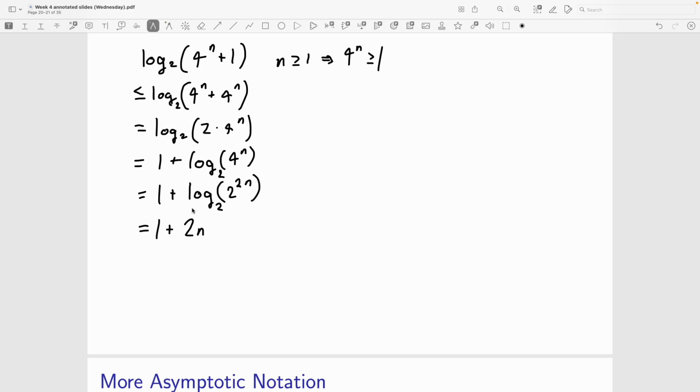Then we're not quite out of the woods yet. We want to turn this into an expression that just has one term. Luckily, this doesn't require us to make any new assumptions. If we use our old assumption that n is greater than 1, then we can turn 1 plus 2n into n plus 2n, which is equal to 3n.